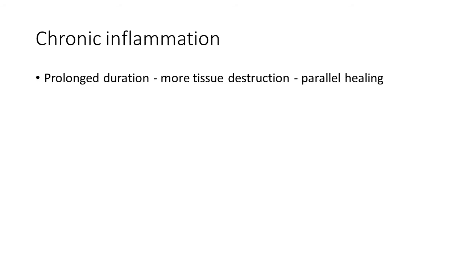Chronic inflammation is defined as a prolonged process of inflammation in which there is massive tissue destruction and parallel healing. Chronic inflammation is of prolonged duration with more tissue destruction and a parallel healing process. This chronic inflammation can occur in one of three ways. One, it can be a sequela to acute inflammation. As we saw earlier, acute inflammation can either resolve or heal by fibrosis or scarring, or it can progress to form a chronic inflammation. That is what we saw in the fate of acute inflammation.